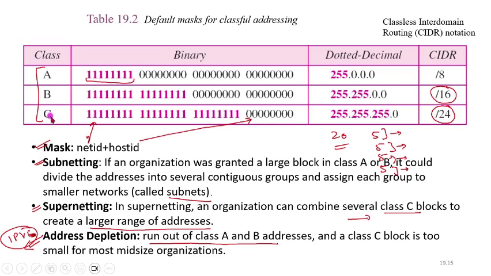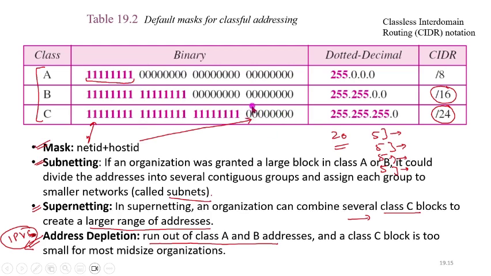Similarly, in class C, the leftmost 24 bits of the 32-bit address are considered the net ID. The remaining bits are the host ID. So in class A, this is the net ID and this is the host ID. In class B, this is the net ID and this is the host ID. In class C, this is the net ID and this is the host ID.